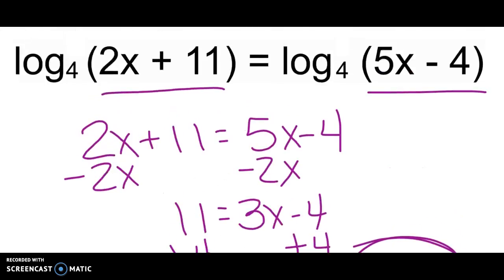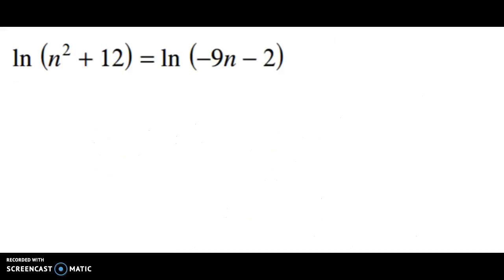Basically what it's saying is if you put a 5 in here for x, you're going to get 2 times 5 plus 11, which is 21. And then 5 times 5 minus 4 is also 21. If you worked all that out and put these in your calculator, you're going to get the same log. All right, let's try this one.